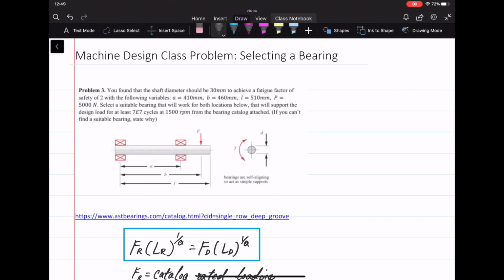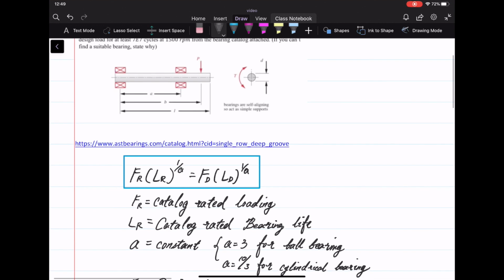Select suitable bearings that will work for both locations below, and that will support the design load for at least 7 times 10 to the 7 cycles, which is the life of the bearing, at 1500 RPM from the bearing catalog attached. Okay, the catalog, I have this link right here, and I can also put it in the description.